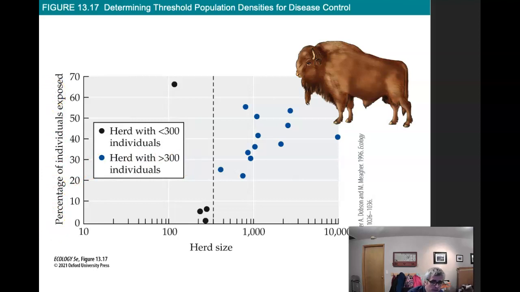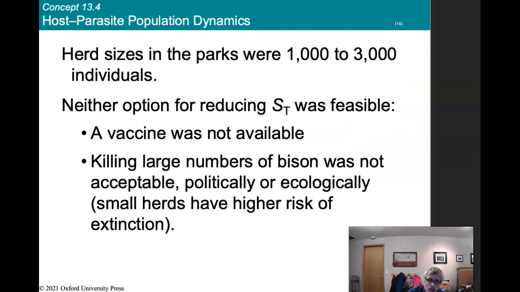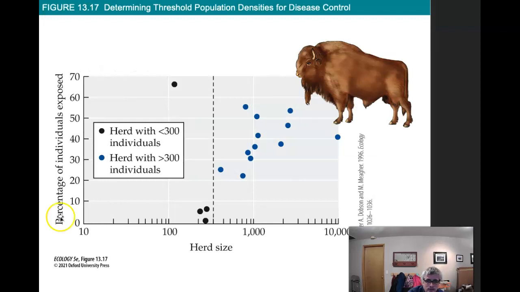Which is kind of interesting. So herd sizes in the parks are between 1,000 and 3,000 individuals. Neither option for reducing the ST was feasible. Vaccine wasn't available, and killing large numbers of bison was not acceptable politically or ecologically. So this has been a conundrum for disease transmission of bison herds in the 6 national parks in the U.S. and Canada. So that's becoming an issue.